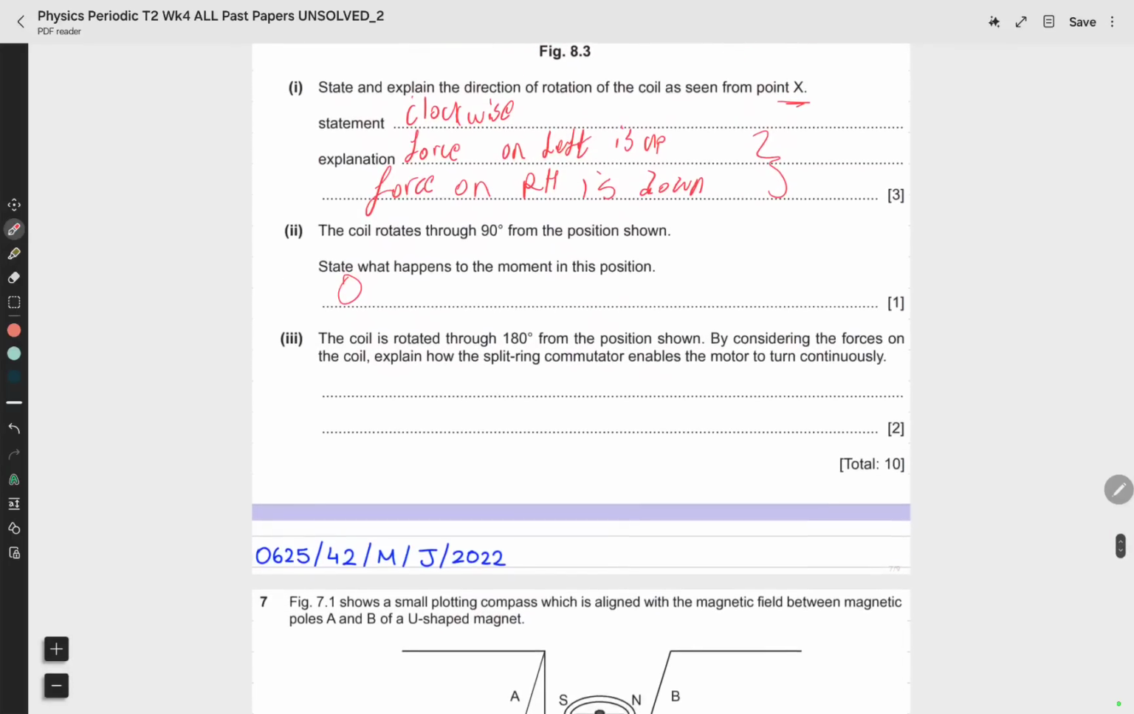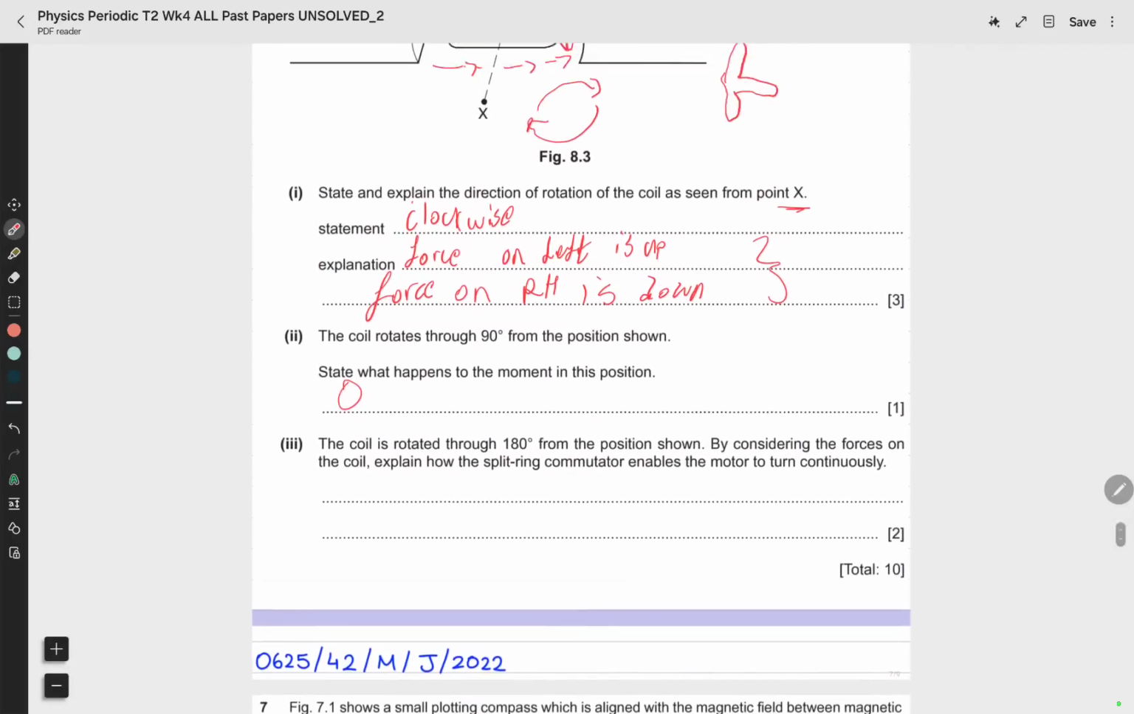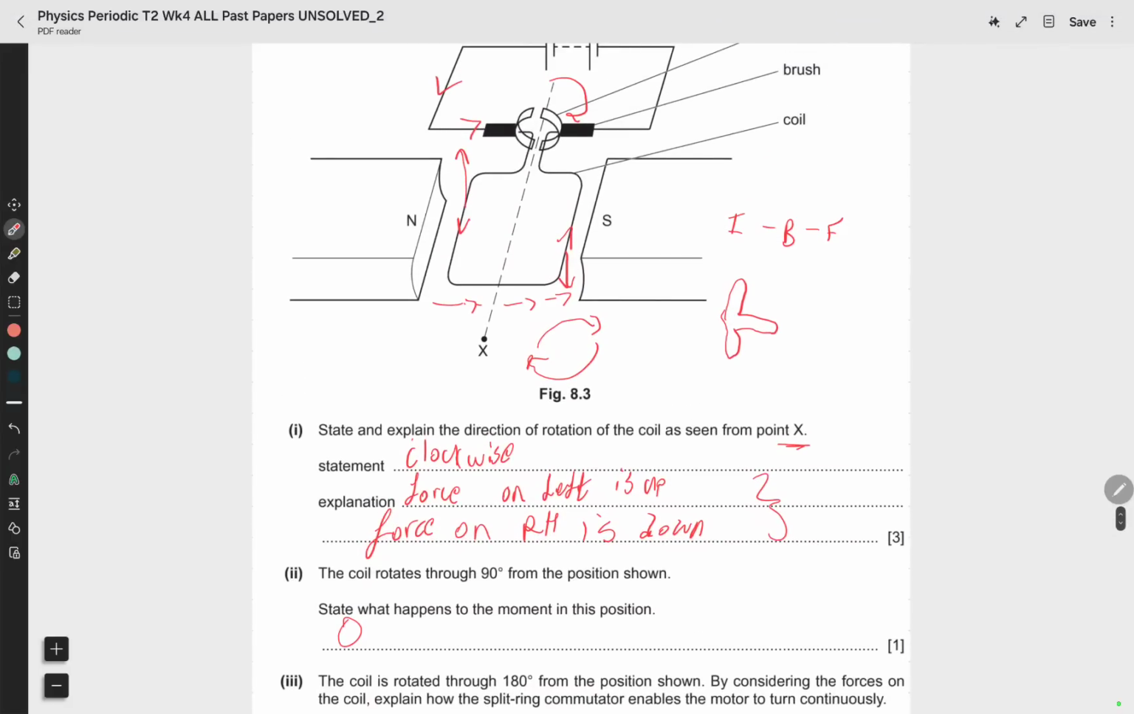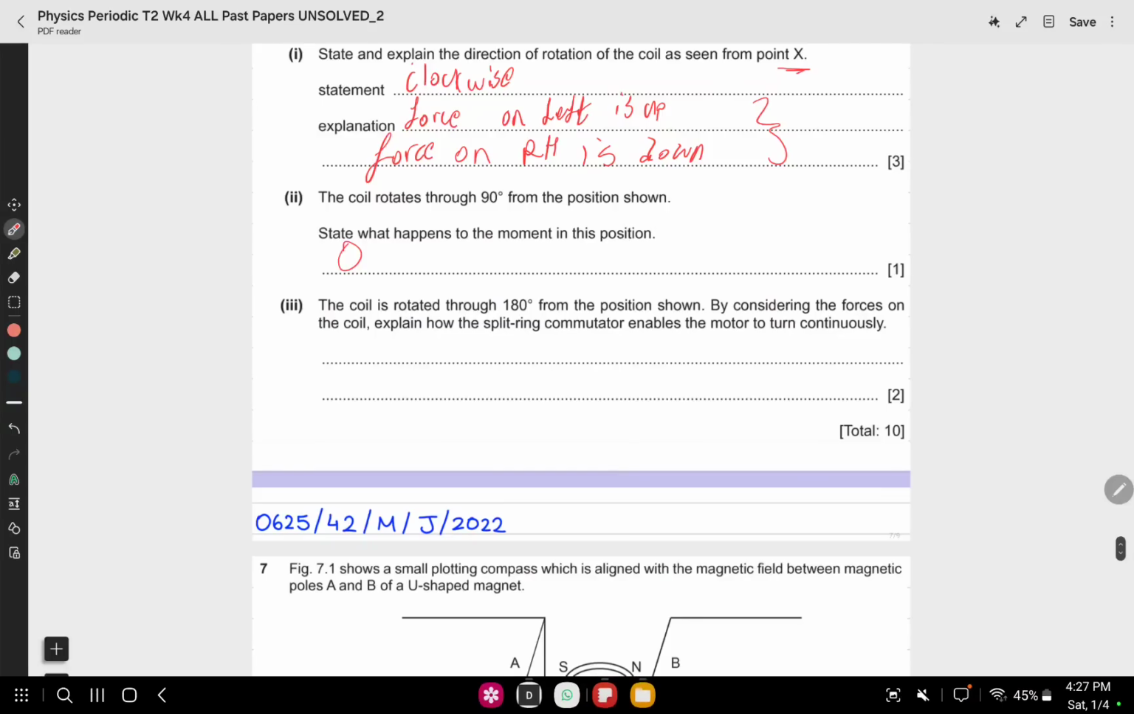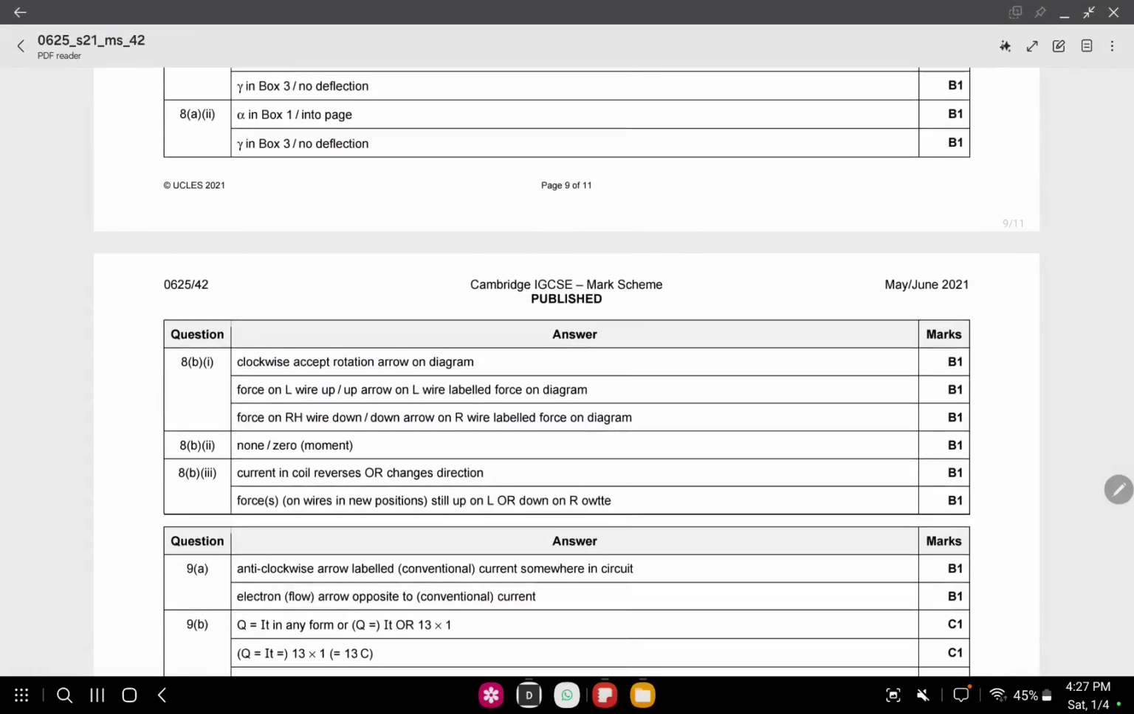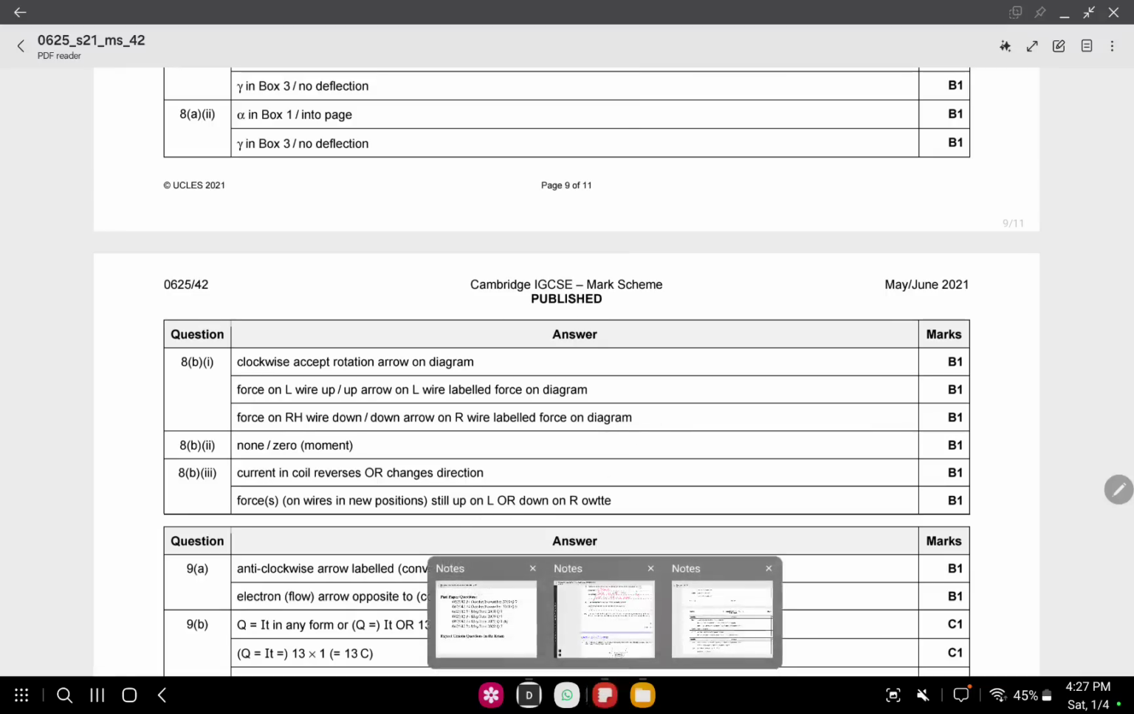So how does it enable it to run continuously? It changes the direction of the current, which ensures the forces are still in the same direction. Let's see here what they said. It changes the direction in the current, so the forces will still be up on the left and down on the right. Same thing that I said.